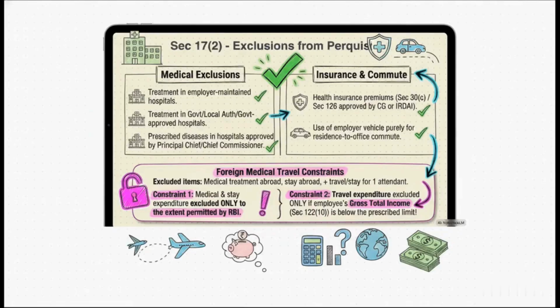Section 17.2 steps in with some much-needed exclusions. Things like your health insurance premiums, or using an employer vehicle strictly for your residence-to-office commute. Those are totally safe. Medical treatment in employer or government-approved hospitals is excluded too. But if you're looking at foreign medical travel, well, the rules get super strict. Medical and stay expenditures are excluded only to the extent permitted by the RBI, and the actual travel expenditure is only excluded if your gross total income stays below the prescribed limit.